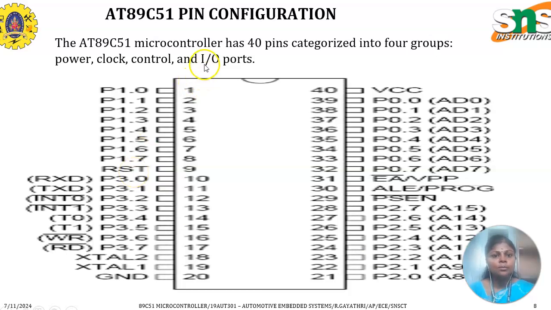And coming to the input-output ports, there are 4 input-output ports P0, P1, P2 and P3, each of which is an 8-bit port. Port 3 has the receiver and transmitter of the UART serial communication port, interrupt pins, timer pins T0 and T1, and the read pin and write pin, which are connected to port 3.